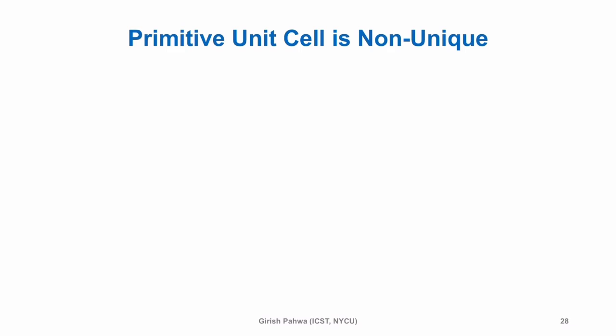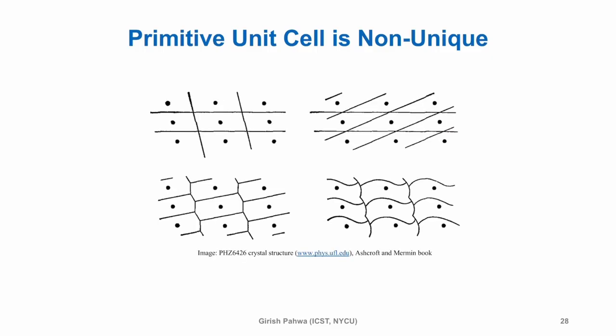It means I can generate different shapes and repeat them. They will be able to generate the whole lattice, but the shapes may not be the same. For example, all of these are possible primitive unit cells. Okay, I can repeat this or repeat this. All of them will have one lattice point.